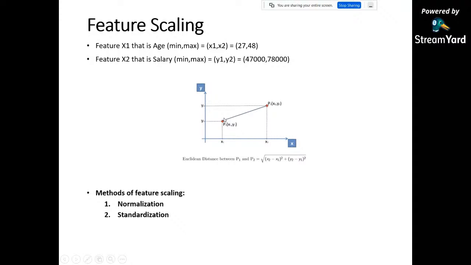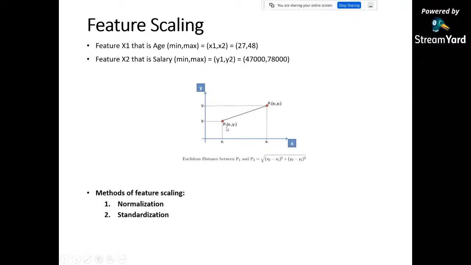So if you see this particular diagram, and if you are calculating the Euclidean distance, what we will do is, on the x-axis we plot x1 and x2, that x feature, and on the y-axis we plot y1 and y2, that is the y feature, that is salary. The x-axis will denote the age feature and the y-axis will denote the salary feature. Okay, there are two axes. And then here we draw the points x1, y1 and x2, y2.